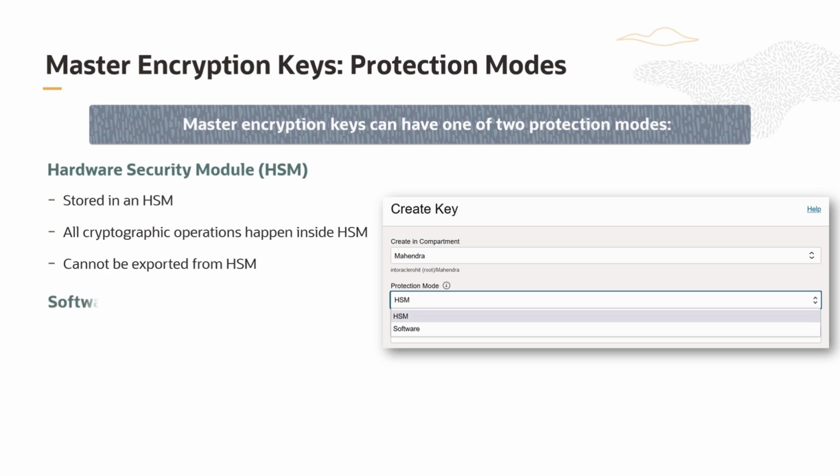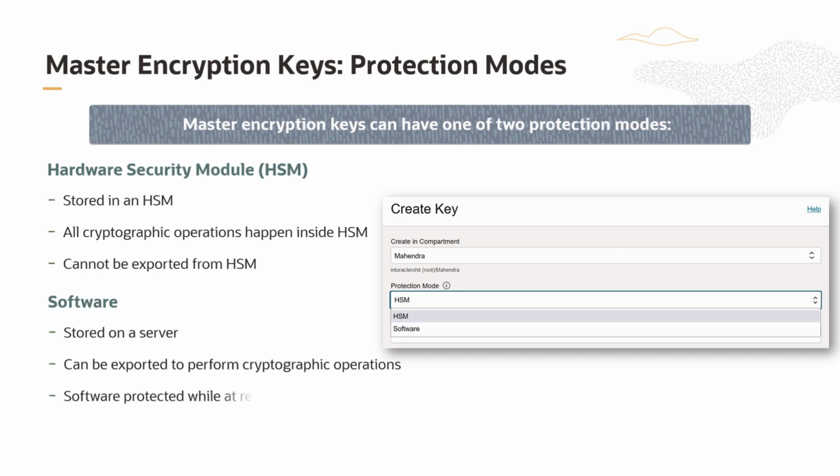The second option is software, where the master encryption key is stored on an internal server. In this case, it can be exported to perform cryptographic operations on a client instead of just the server. However, these keys are fully protected while at rest, since they are encrypted by a root key on the vault's HSM partition. It's important to note that there are different pricing models depending on which protection mode you choose to use.